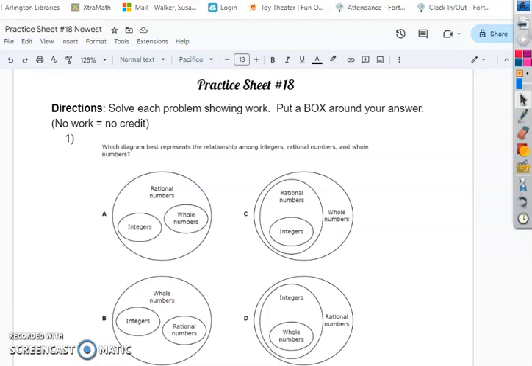Okay, guys, we are working on practice sheet number 18. The first one, I'm not going to mark on. You need to listen. It says, which diagram best represents the relationship among integers, rational numbers, and whole numbers?